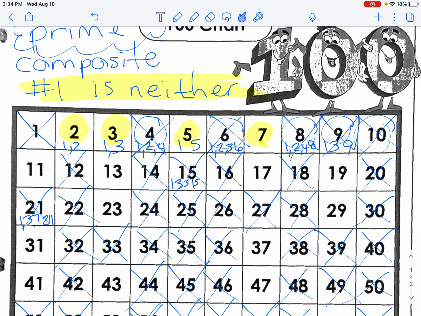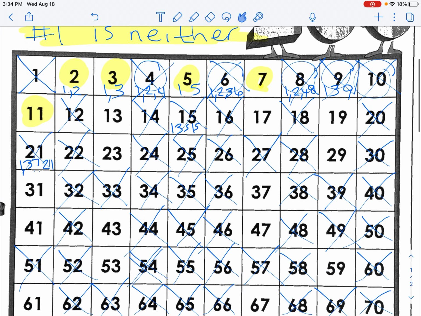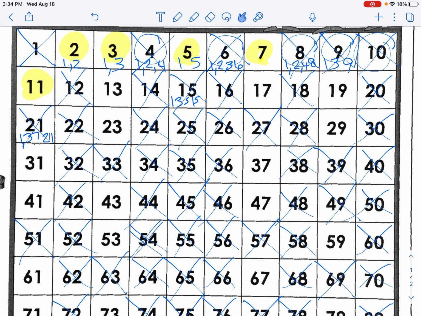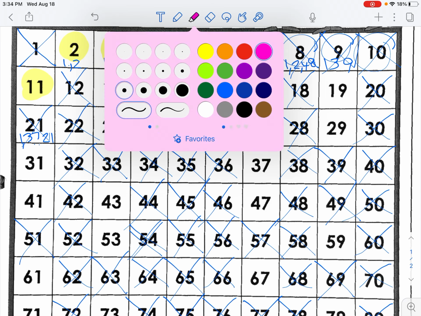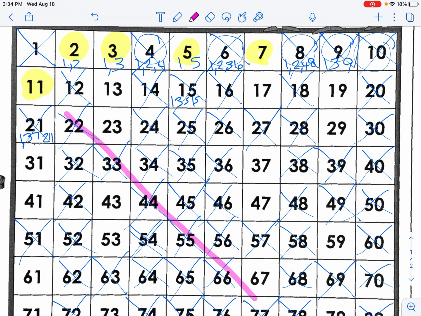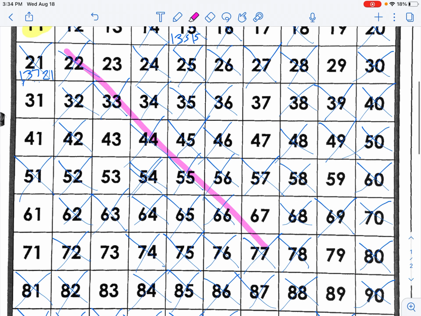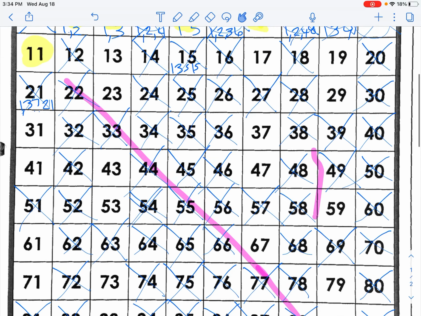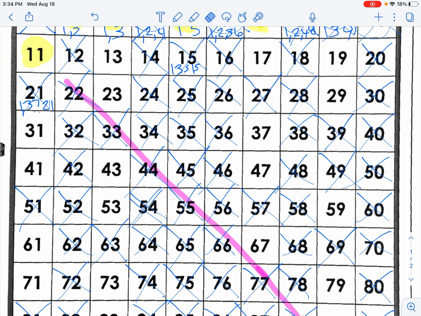All right, so going back up to the top, our next prime number is 11. So every multiple of 11 will be composite because it's going to have factors of 1 and itself and 11. These actually go down in a diagonal. So if you look this direction, we've got all the multiples of 11. So we've got 22 crossed out, 33, 44, 55, 66, 77, 88, and 99. Okay, so we're good there.